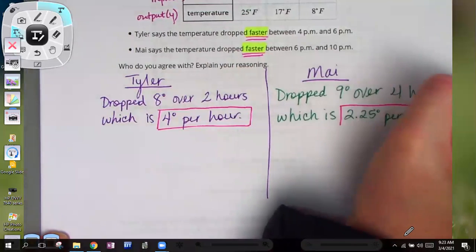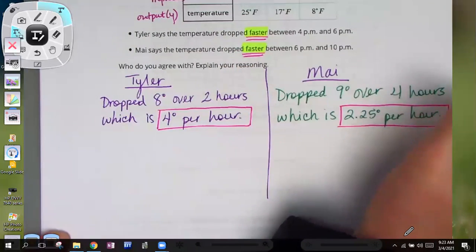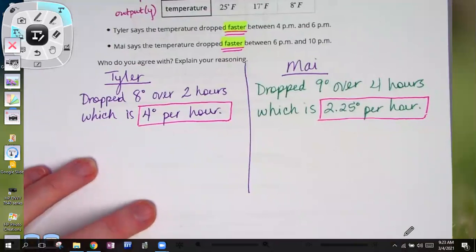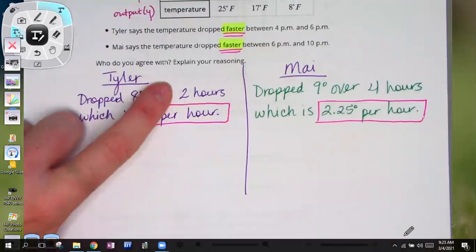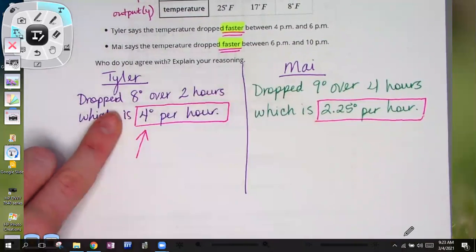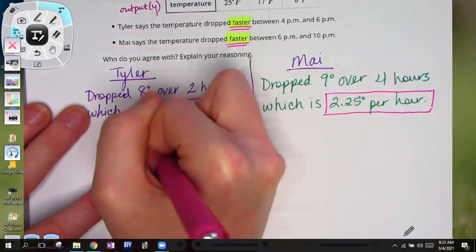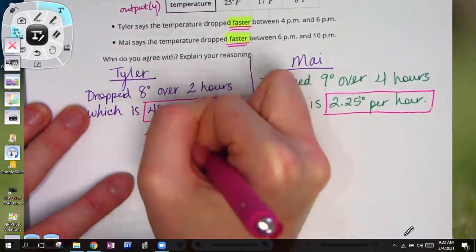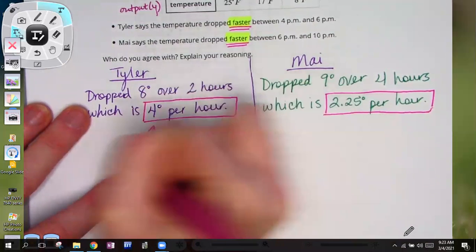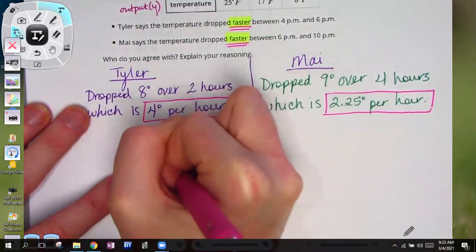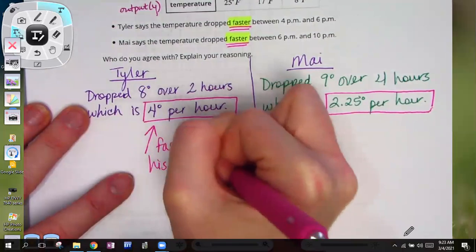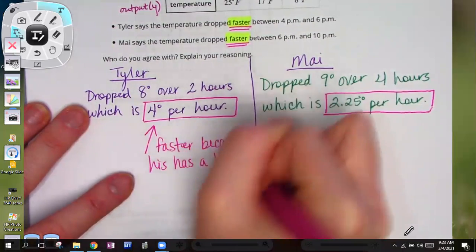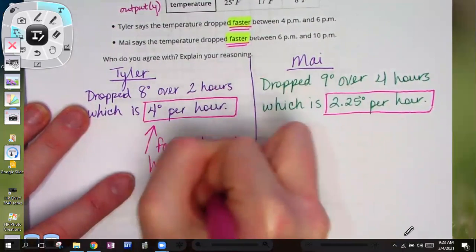This is changing 2.25 degrees over a period of time. Which one is faster? Tyler's is faster because it is a higher rate. So write that down. Faster because his has a higher rate. Keyword there.